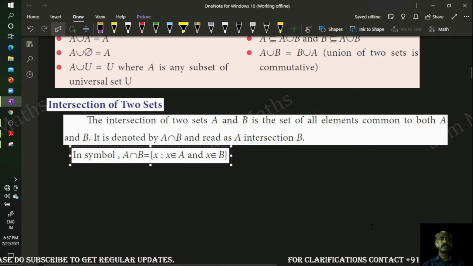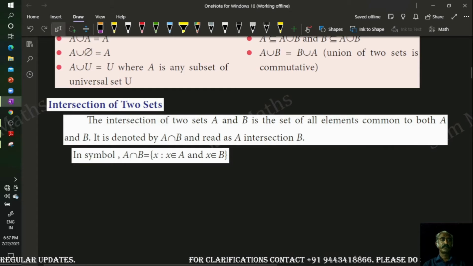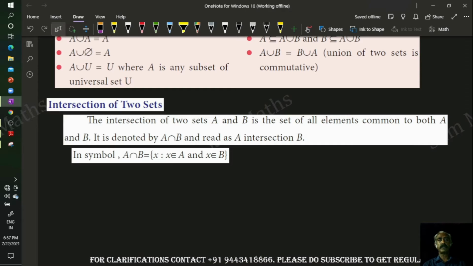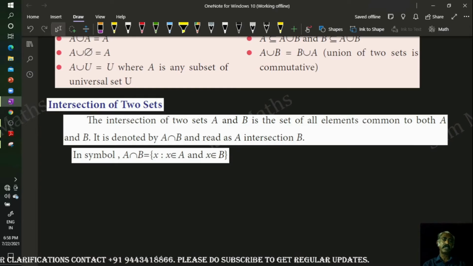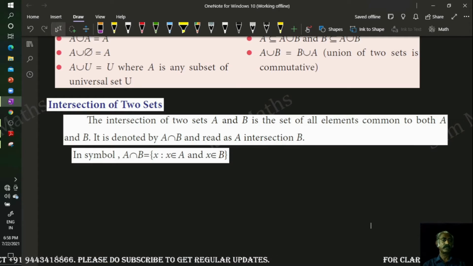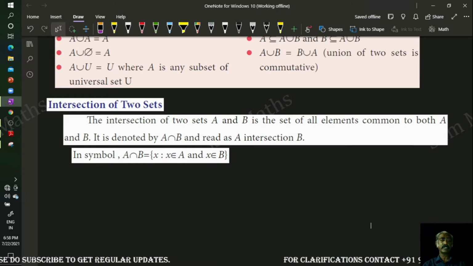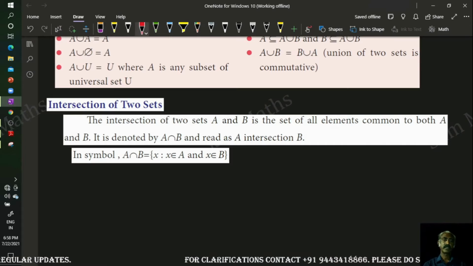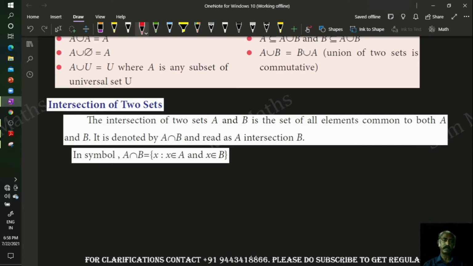Next is intersection of two sets. The intersection of two sets A and B is the set of all elements common to both A and B. It's denoted by A intersection B and read as A intersection B. In symbols, A intersection B is equal to {x such that x belongs to A and x belongs to B}. Okay, children? Just remember that intersection means you have to take the common elements.